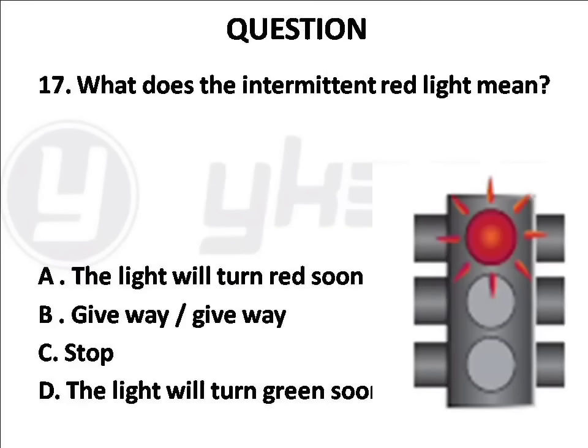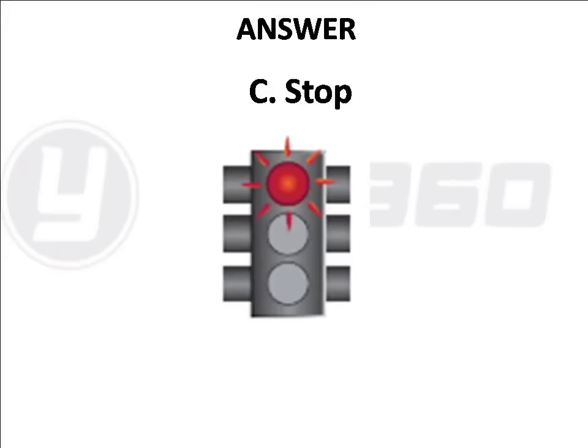Question number 17. What does the intermittent red light mean? Options are A. The light will turn red soon. B. Give way / give way. C. Stop. D. The light will turn green soon. Answer is option C. Stop.